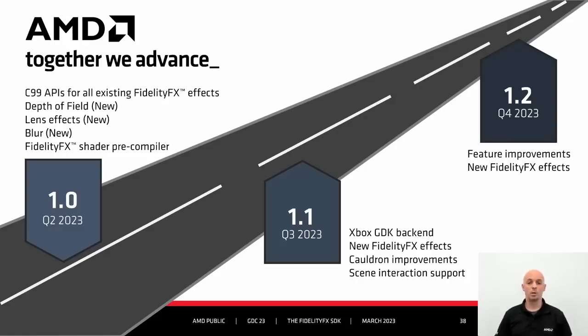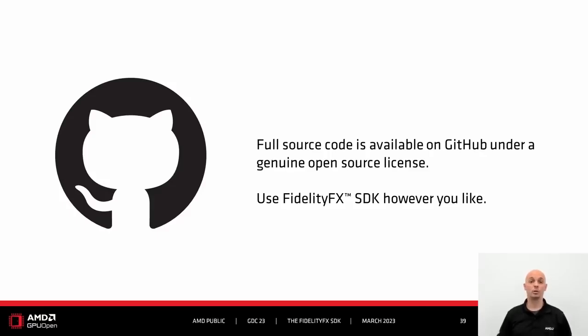This will contain an Xbox GDK backend, new FidelityFX samples, Cauldron improvements, as well as scene interaction support. We're also planning a 1.2 point release at some point later on towards the end of the year. This will have further feature improvements as well as more new FidelityFX content. And of course, as always, you are welcome to take our code to integrate directly into your own games and/or modify it as you see fit for free with no vendor-based restrictions.